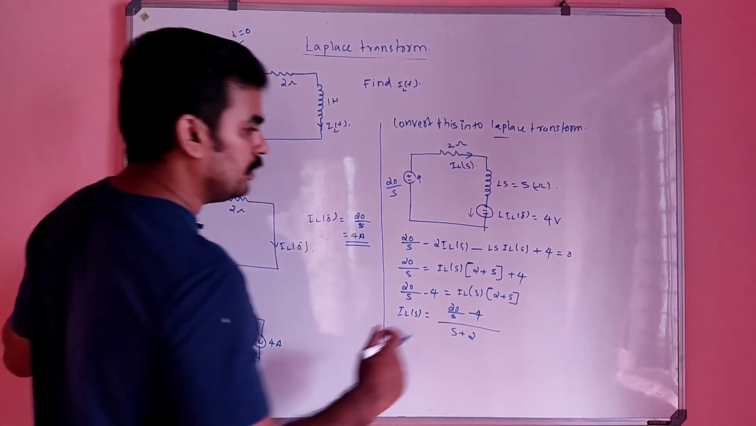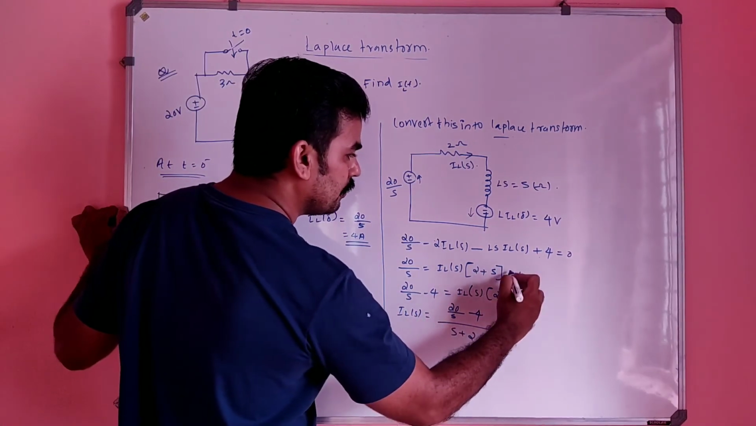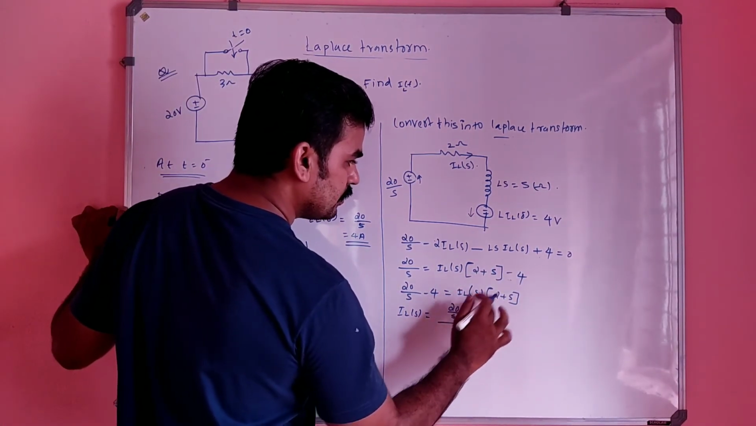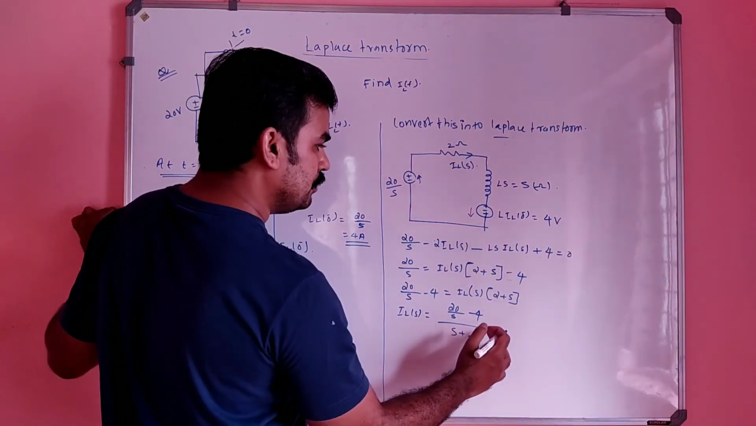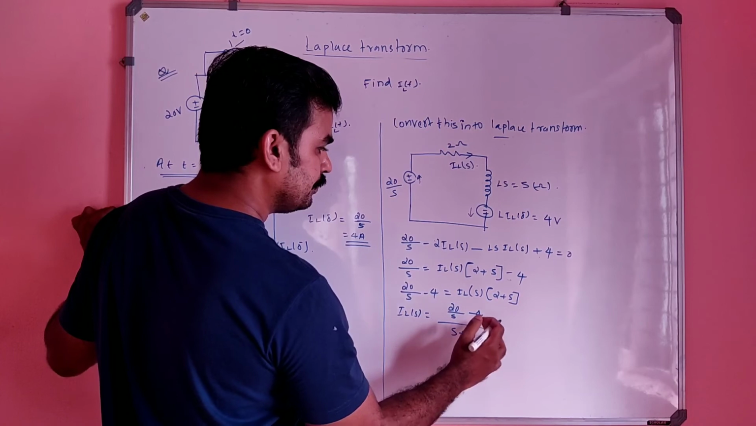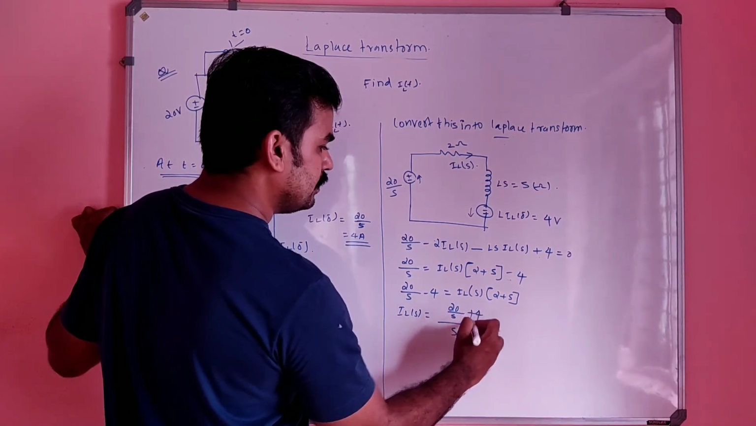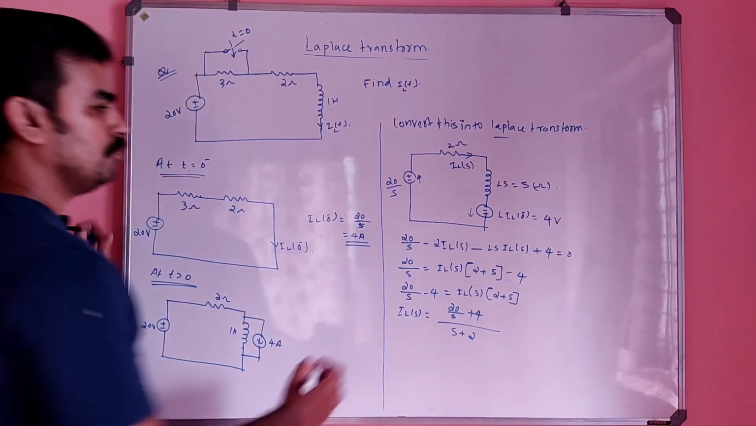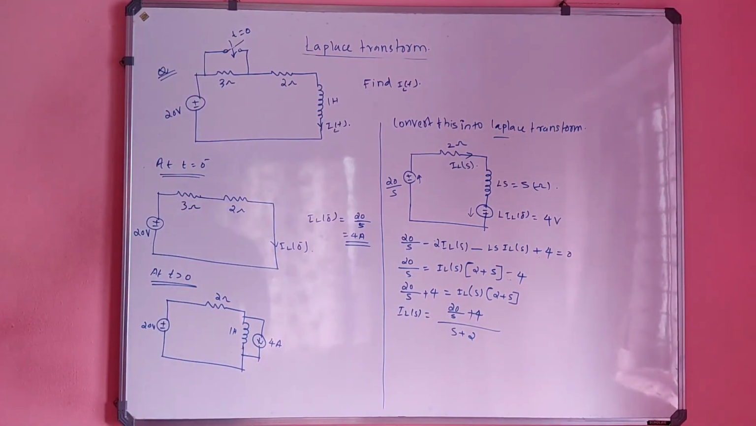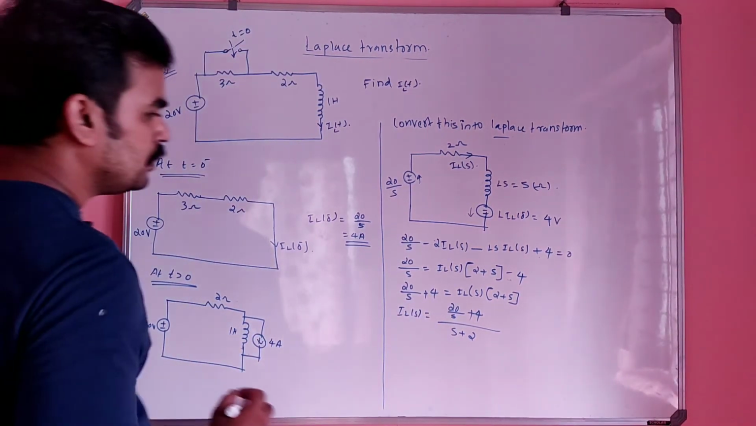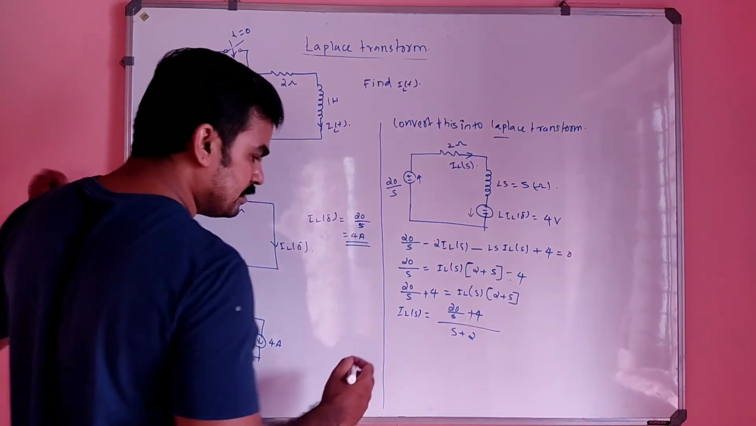Yes, I made a small mistake there. It will be minus on that side, and here it will be plus, right? This will be plus. Correct. So 20 by S plus 4, divided by S plus 2. That will be the equation for IL of S.